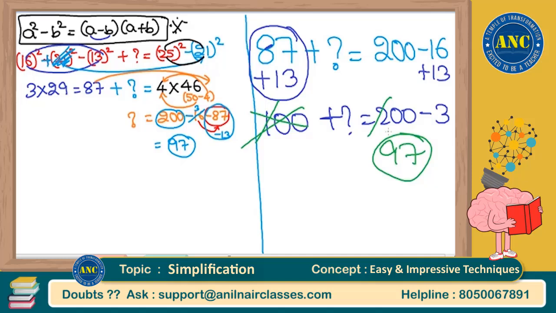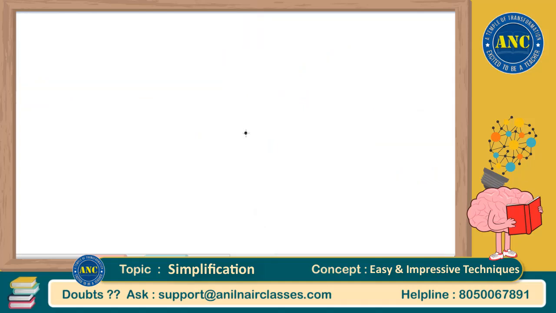We are using a notation called a square minus b square. Just to illustrate the fact for you, another two questions which involve a square minus b square logic. Listen carefully, sir.